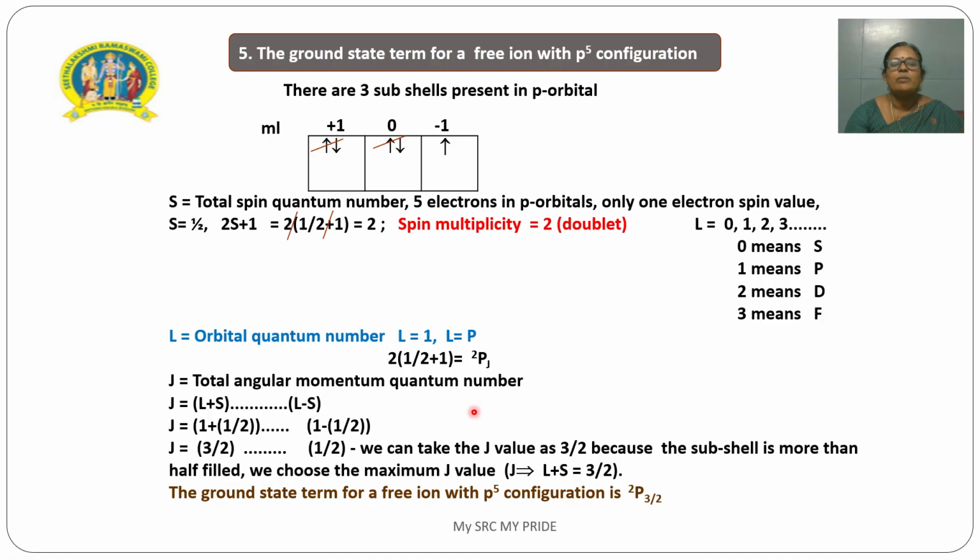J, total angular momentum quantum number, J is equal to L plus S up to L minus S. L value is 1, S value is 1/2, 1 plus 1/2 is equal to 1 and a half or 3/2. L value 1 minus S value 1/2, 1 minus 1/2 equals 1/2. We can take the J value as 3/2 because when the subshell is more than half filled, we choose the maximum J value. J is equal to L plus S, which is equal to 3/2. The ground state term for a free ion with P5 configuration is 2P 3/2.